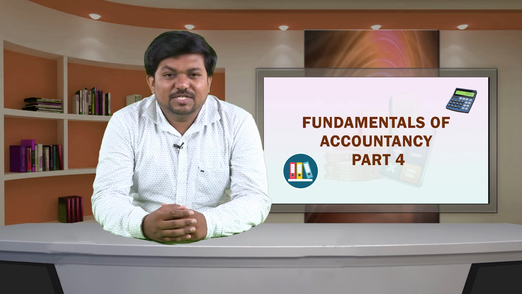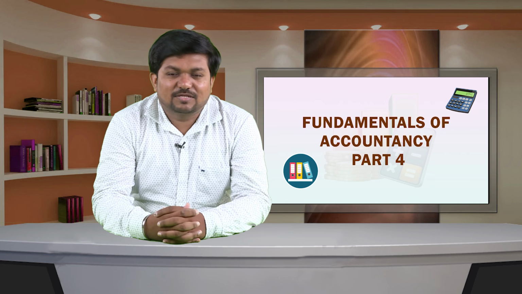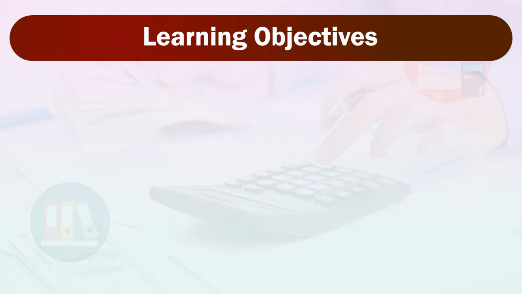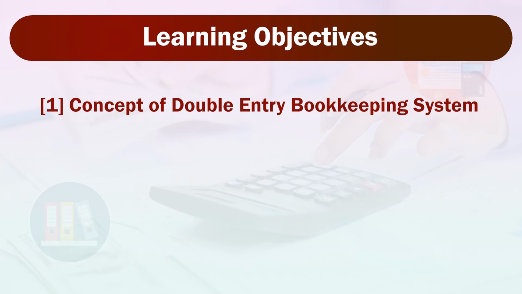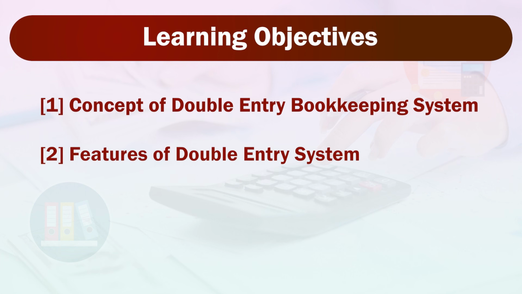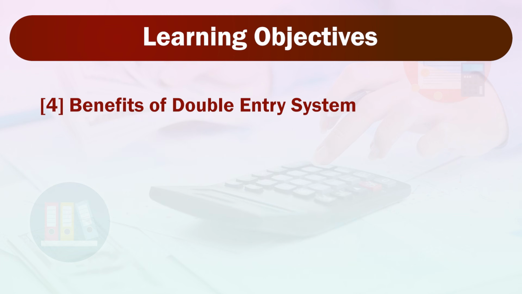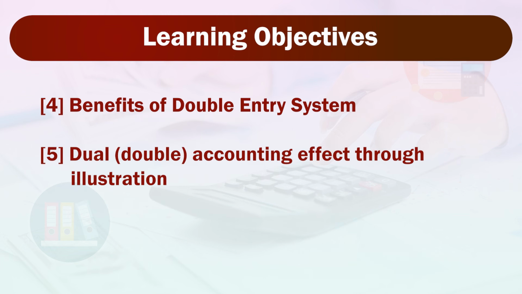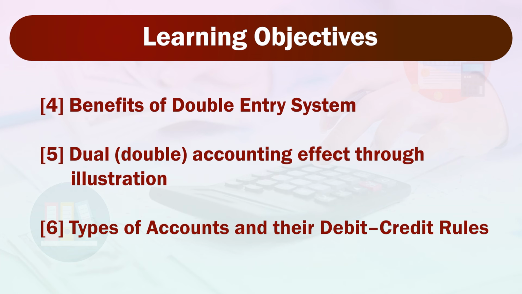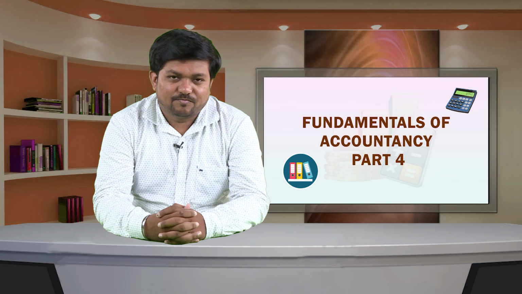These terms have a specific place in the final accounts, that is, in the profit and loss account and the balance sheet. In this fourth part of fundamentals of accountancy, we will understand the first concept of the double entry bookkeeping system, second the features of the double entry system, stages of the double entry system, benefits of the double entry system, dual accounting effect through illustrations, and lastly the types of accounts and their debit credit rules.